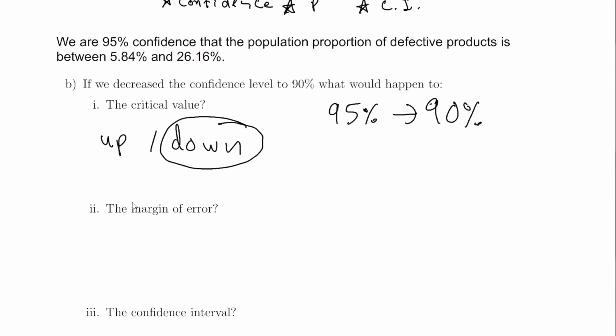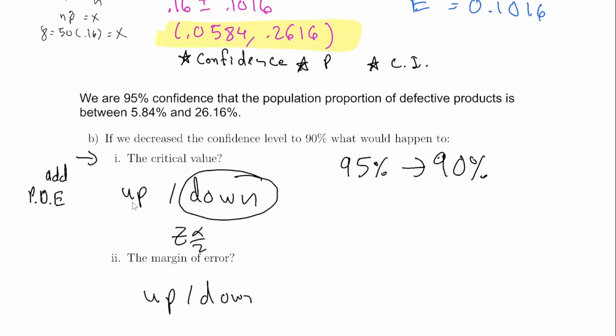So let's go over to margin of error. Wait, which calculation is the critical value? The critical value is this one, z alpha divided by 2. Okay, the alpha. Right. So let's go over to margin of error.